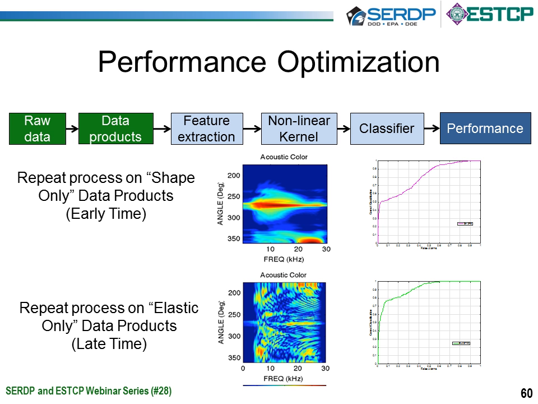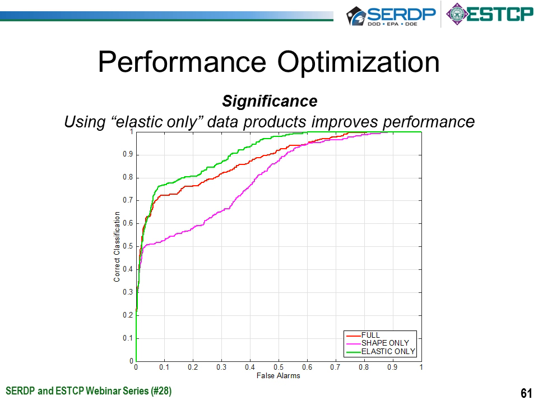So I'd like to plot all of those together on one plot here. The red curve is what we had originally in that first step through the chain, where we used the full acoustic color data products. The green curve is the result of using just the elastic-only information, so that late time only. And you see that it actually looks better. We've done better at our classification when we use that, whereas using just the shape information actually performs worse.